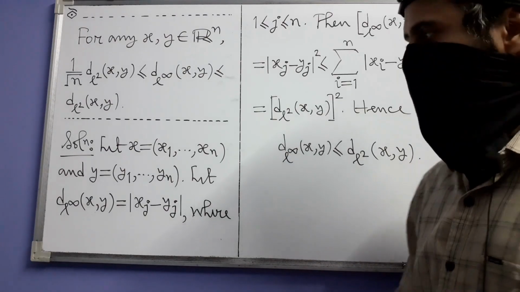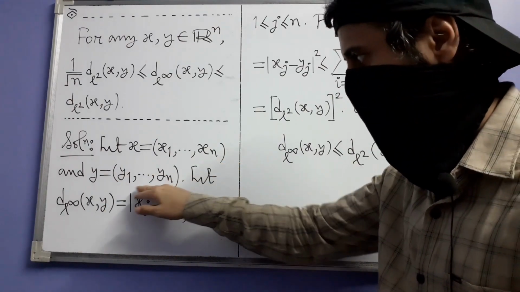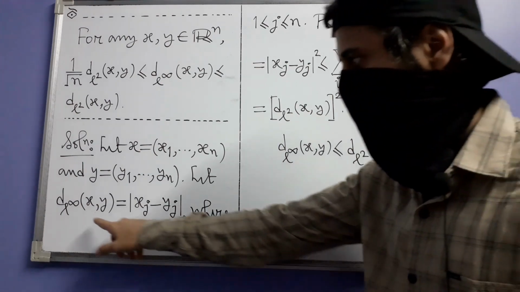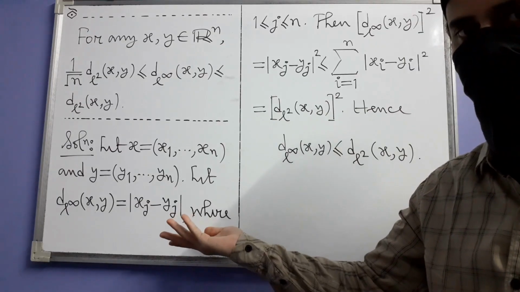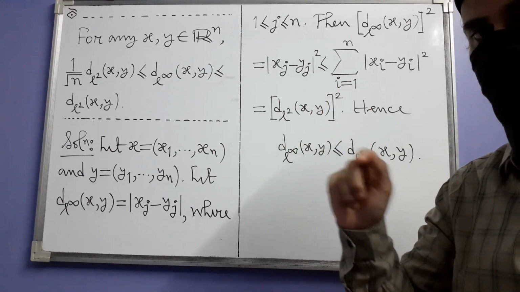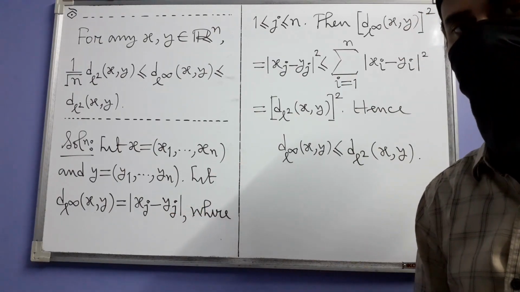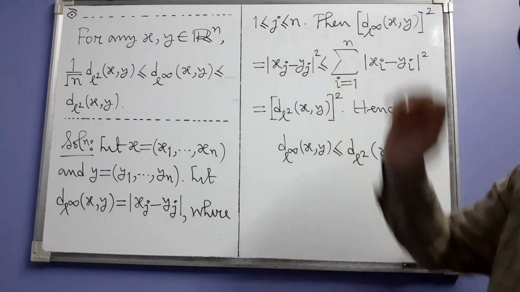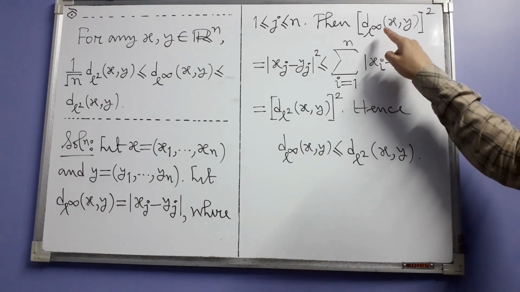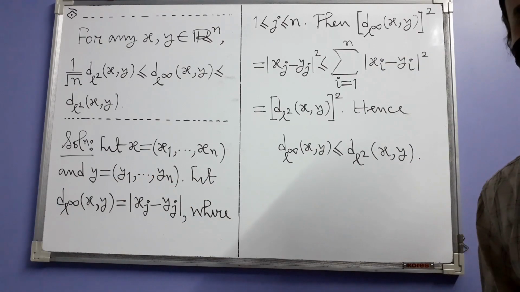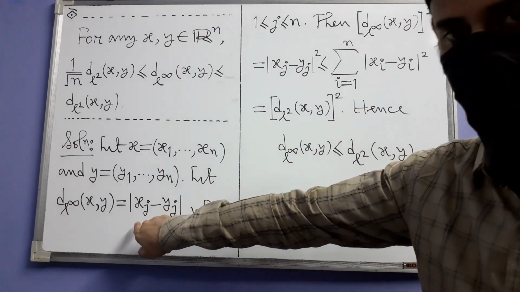We start the solution by writing the coordinates or components of x and y, the usual xi's and yi's. And also let the L infinity distance between x and y be this. Now you know very well, because there also you wrote mod xk minus yk. Here also if you want you can write k, but I have decided to write j, where j lies in this range. Now we start our calculation by taking the square of this L infinity distance between x and y. So that will be the square of this.